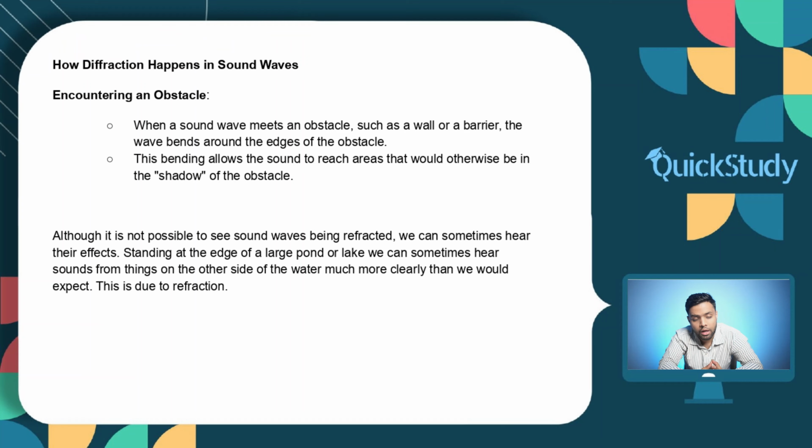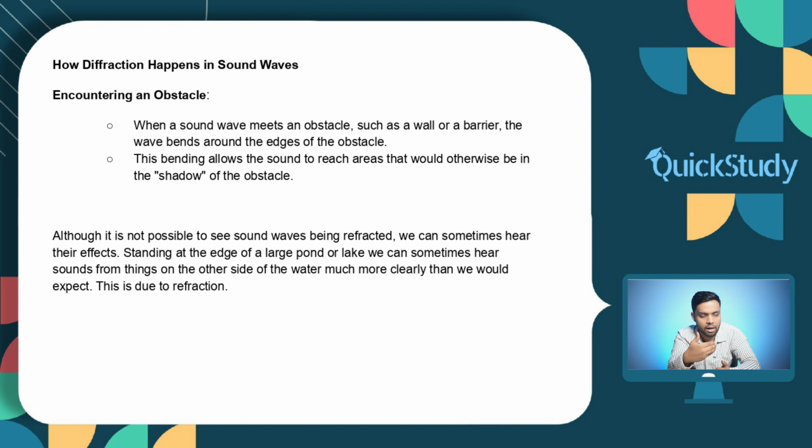So let's learn how diffraction happens in sound waves. When a sound wave meets an obstacle, such as a wall or a barrier, the wave bends around the edges of the obstacle and reaches behind it. This bending basically allows the sound to reach areas that would otherwise be in the shadow of the obstacle. So suppose this is an obstacle, the sound waves basically go around the obstacle, which is known as diffraction.